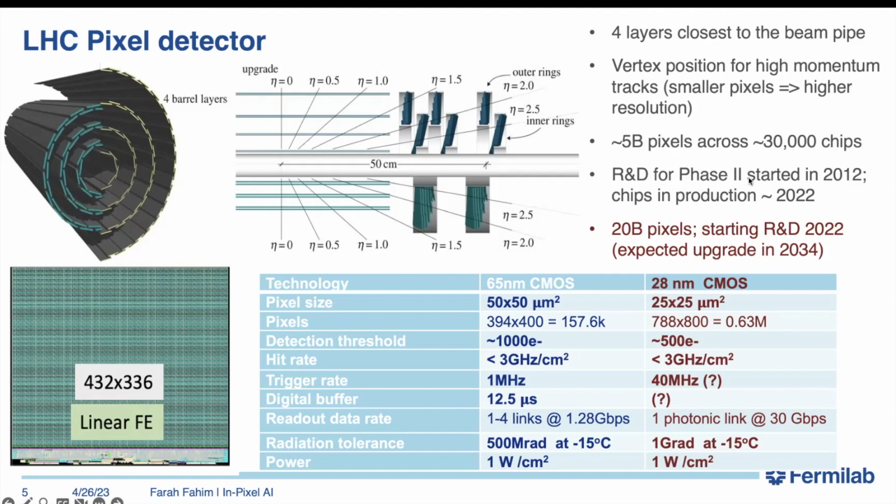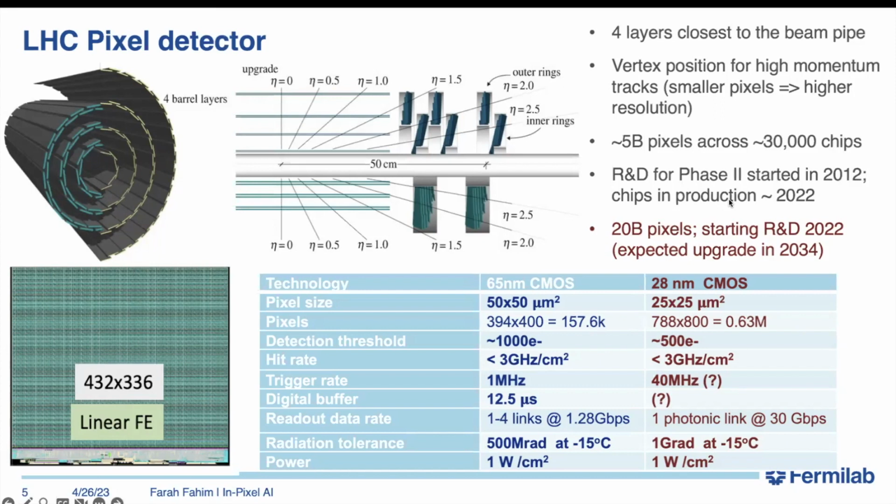And the R&D for phase 2 started in 2012, and the chips are in production now. So you can say there's a 10-year timeline from when you start off with an initial concept to when you start producing reticle-sized chips. And I think Berkeley is fully aware of this, having been a strong partner for the development of the ATLAS inner pixel chips.